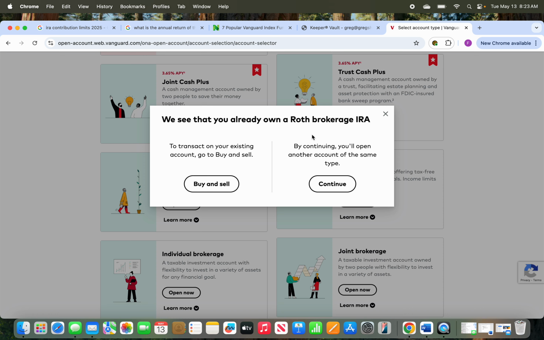So I advise going in the direction of the Roth IRA, and this is a screen that comes up and says, well, you already have an account. Do you want to just buy and sell from your existing account? But I would want to continue. I'm not going to keep going here because then it brings up my personal information and all of that. But you can see from this example how very friendly this process is. It's not difficult. And you can probably set up your account in really a matter of minutes.